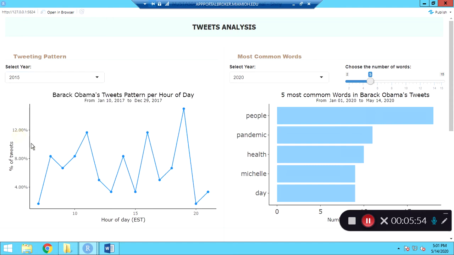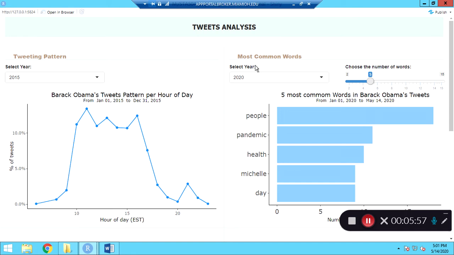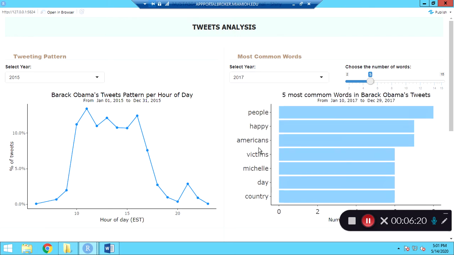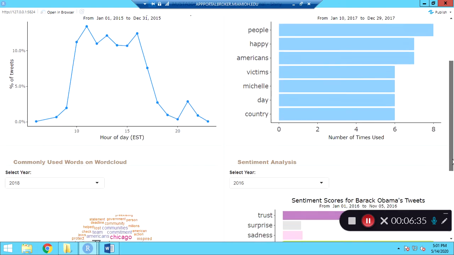We can see this for all the various years. Now, with the most common words, what the system does is once a year is selected and then a number is chosen, the system goes through the whole data cleaning and manipulation, and then comes out with the topmost words among all the meaningful words in the tweets. Among the top 5 words, you can see the word people. The president must have been tweeting a lot about people, precisely maybe the people of America.